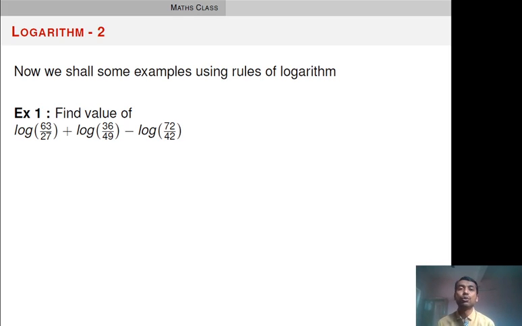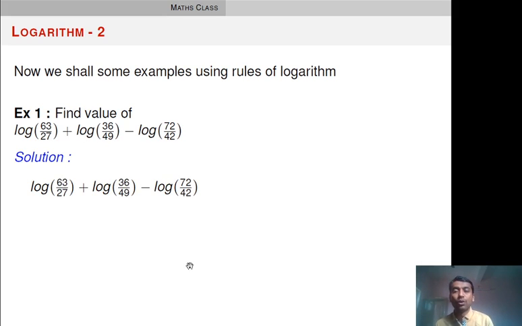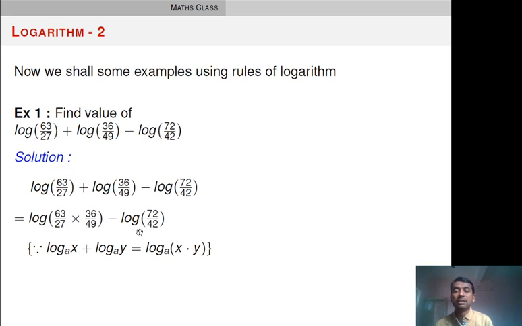So we can apply rules number 6 and 7 here, and according to rule number 6, the addition will be converted into multiplication with a common log function. So we can write this is equal to log, for the first two terms I am writing log 63 divided by 27 into 36 divided by 49, and the third term I am keeping as it is right now. We'll proceed with it later.